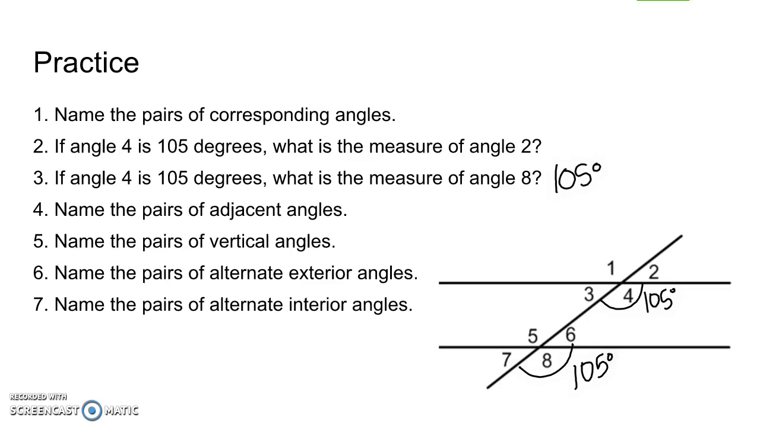Number 2, what would be the measure of angle 2? Angle 2 and angle 4 are supplementary, so I would subtract 180 minus 105. That is 75. And I feel like you should be able to name different pairs of angles. We already practiced that. Okay, you're ready now to start on Digits.